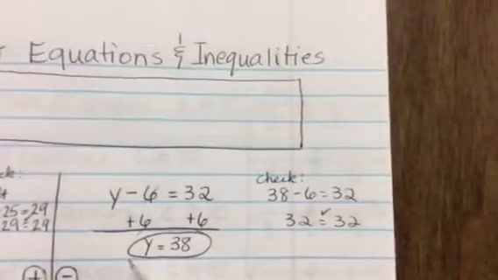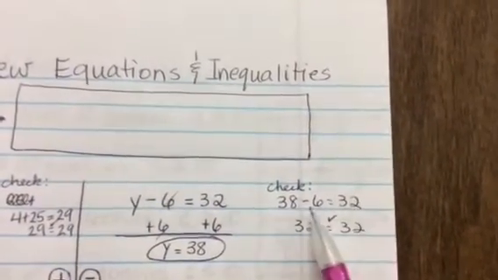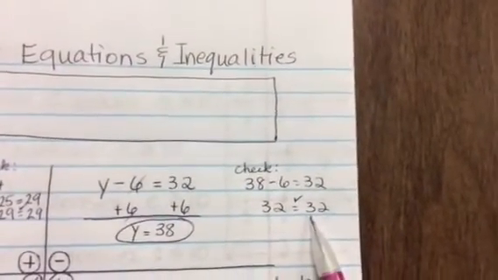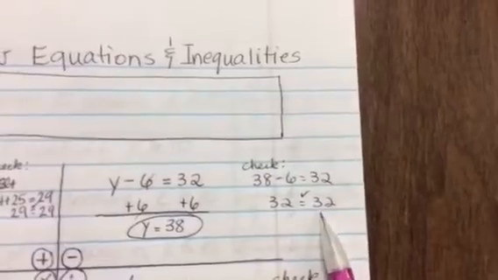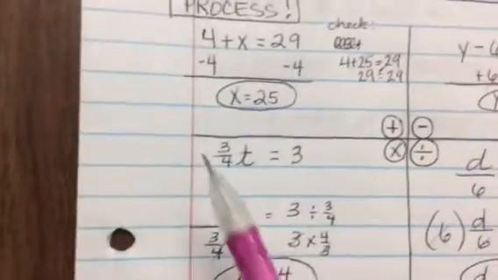And then checking, if y is 38, then I would write 38 minus 6 equals 32. Do this final step. It's very important. I know it doesn't seem like it now, but trust me, it is. 32 equals 32.